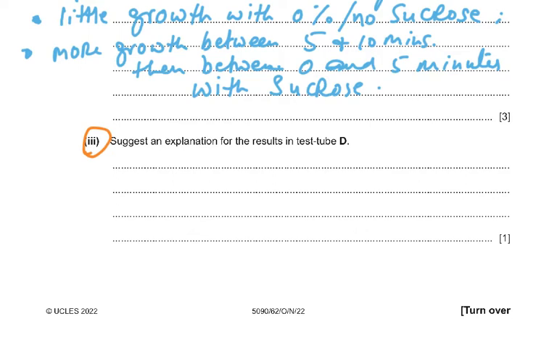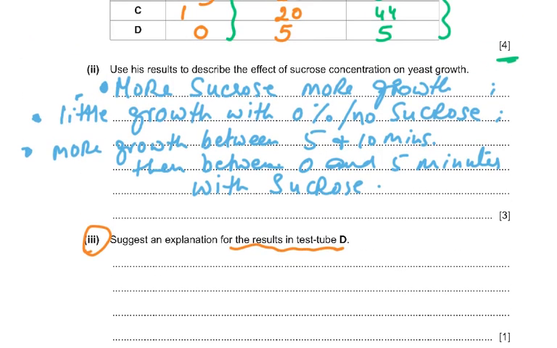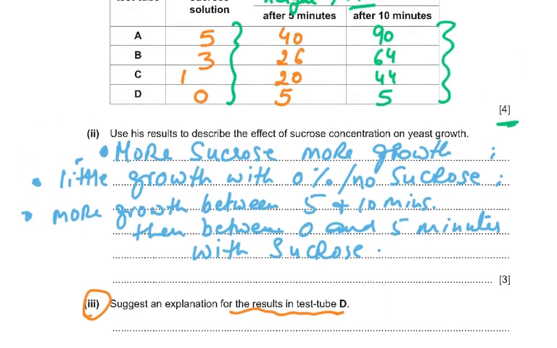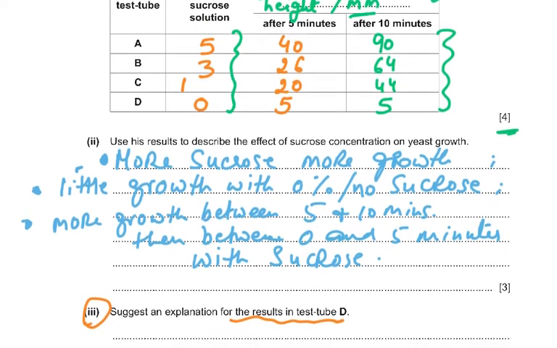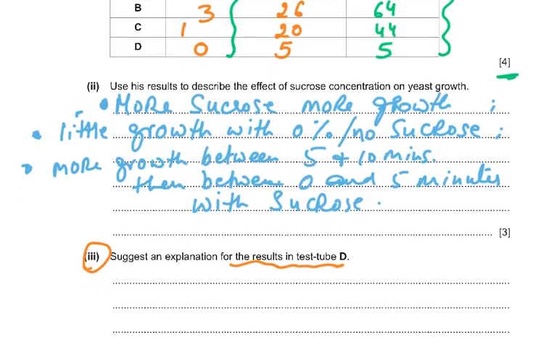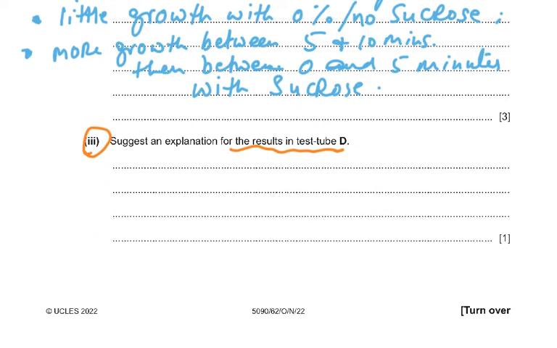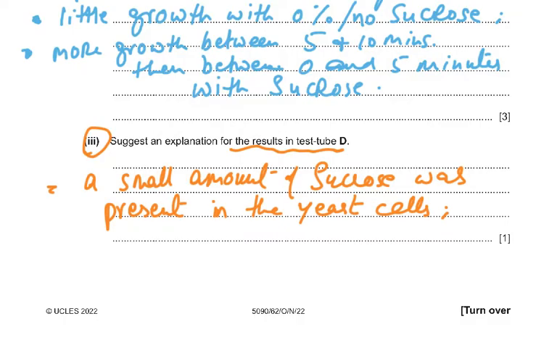Then part 3, suggest an explanation for the results in test tube D. What was in test tube D? Test tube D had 0% sucrose, and its height was 5 after 5 minutes and then remained 5. So a small amount of sucrose was present in the yeast cells and was already with the yeast or inside the yeast. They didn't have any other outside sucrose, but it probably had some sucrose inside the yeast cell. A small amount of sucrose was present in the yeast cells.